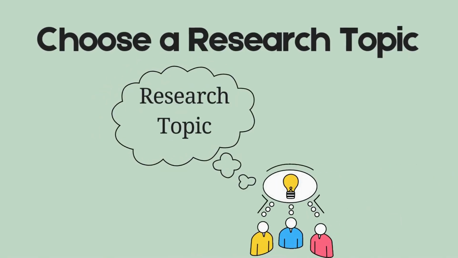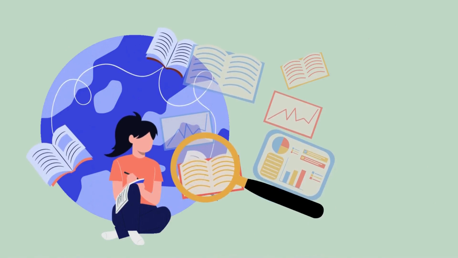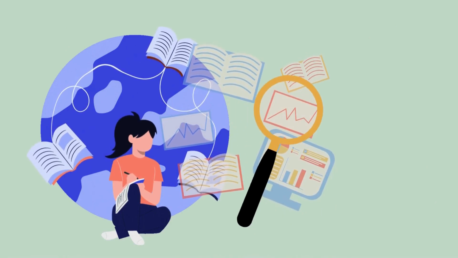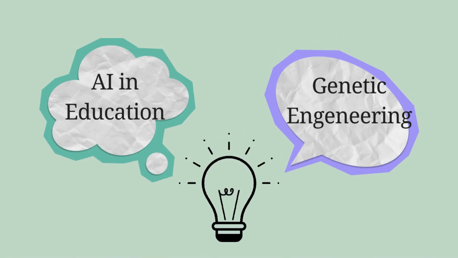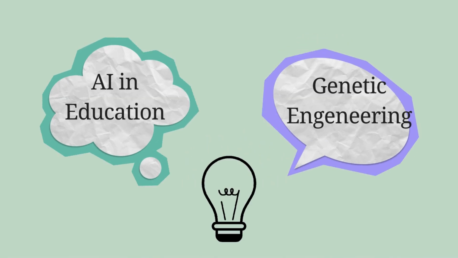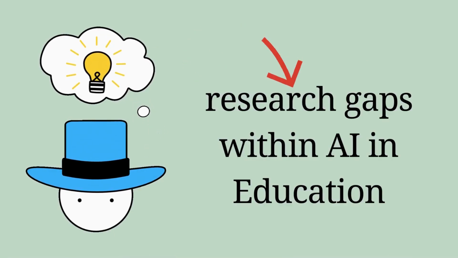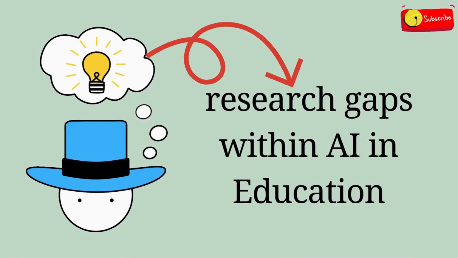Step 1. Choosing a research topic. The first step to writing a great research paper is choosing the right topic. The ideal research topic should be specific enough to be deeply explored, but broad enough to have existing literature. If you're stuck, think about issues or gaps in your field that interest you.